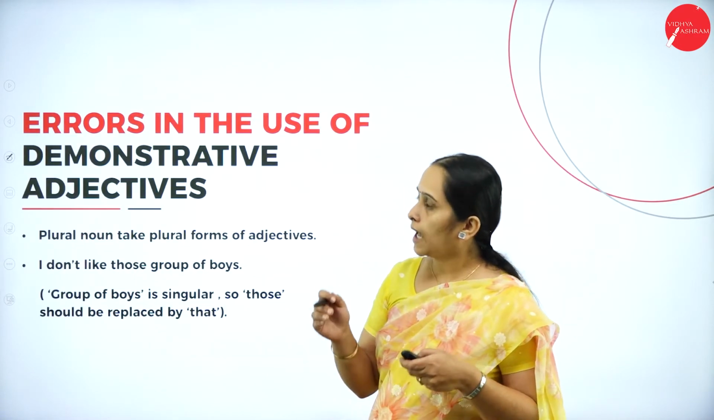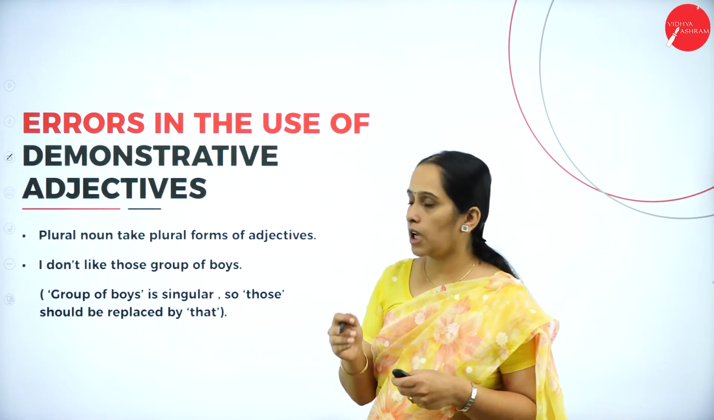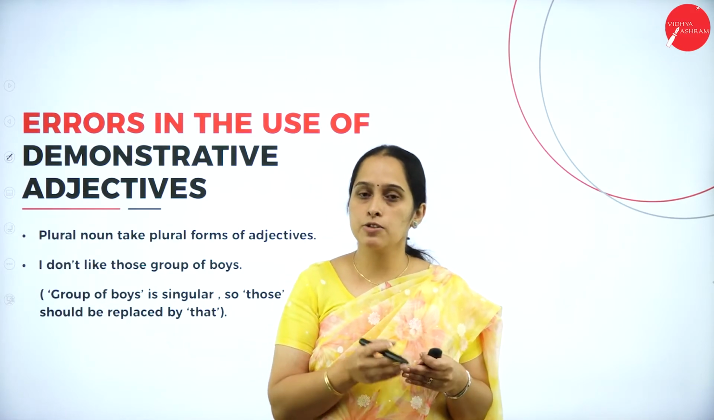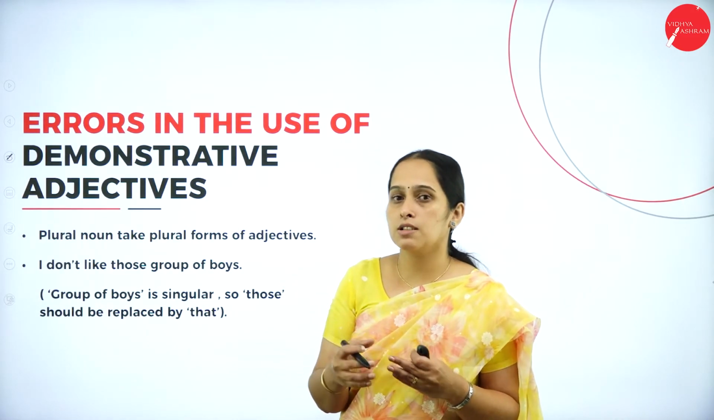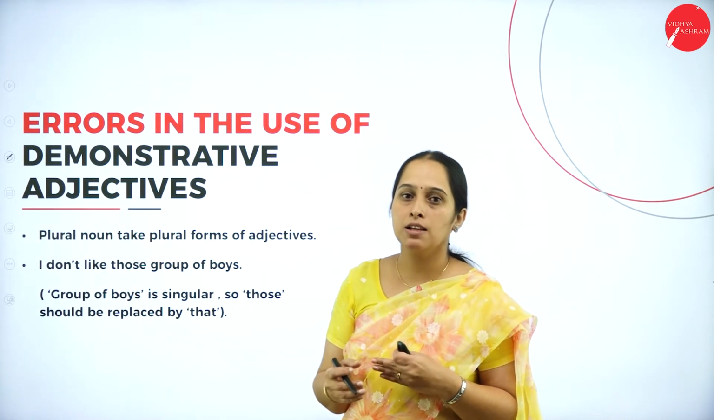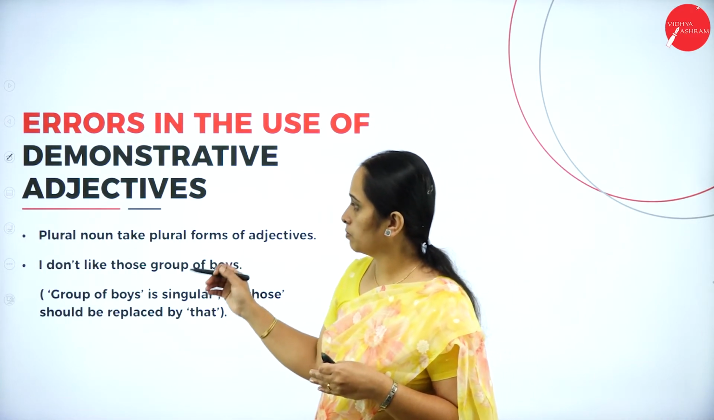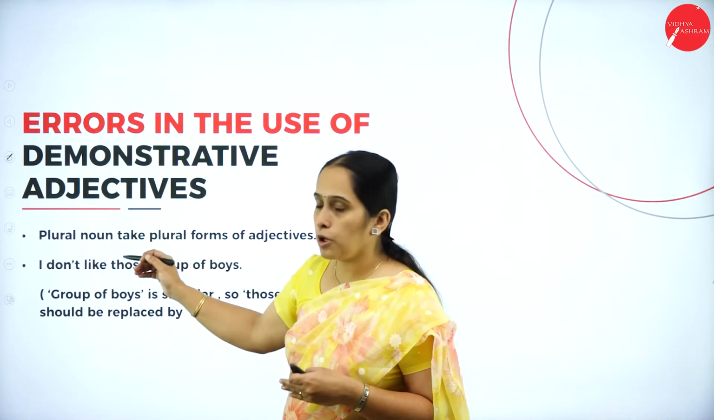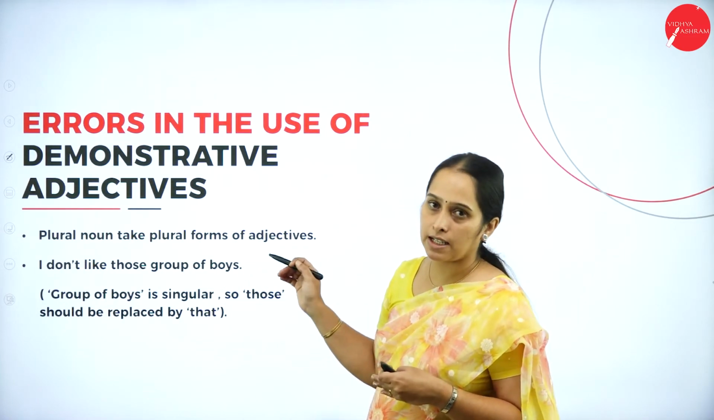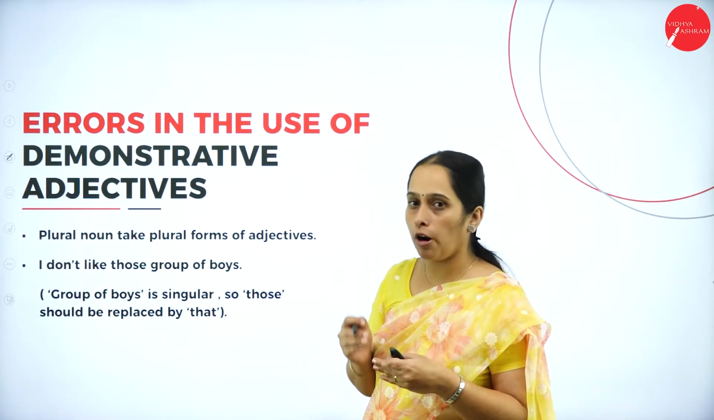Next, errors in the use of demonstrative adjectives. In the previous class, in the adjectives, we learned that the words those, that, these, all these are known as demonstrative adjectives. Here, plural nouns take plural forms of adjectives.